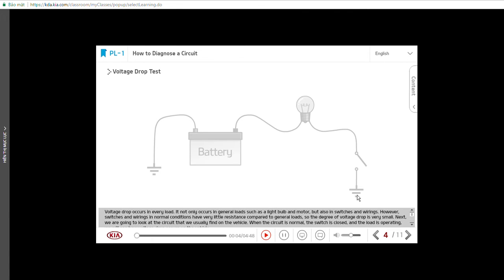Voltage drop occurs in every load. It occurs not only in general loads, such as a light bulb and motor, but also in switches and wirings. However, switches and wirings in normal conditions have very little resistance compared to general loads, so the degree of voltage drop is very small. Next, we are going to look at the circuit that we usually find on the vehicle. When the circuit is normal, the switch is closed, and the load is operating, we will see how voltage drop occurs on the vehicle.